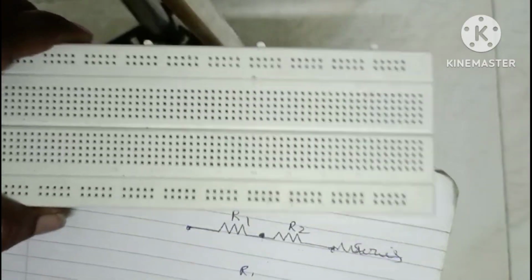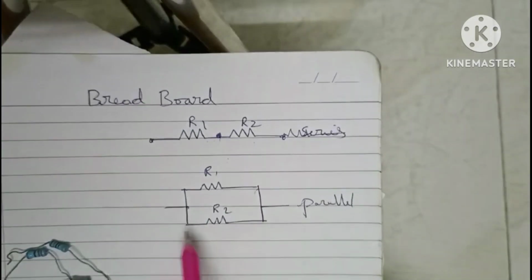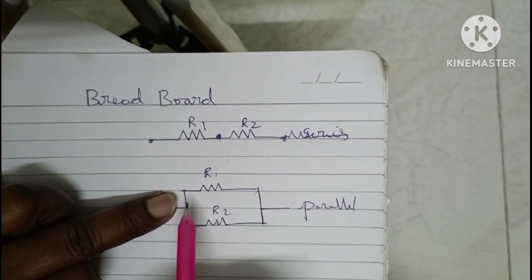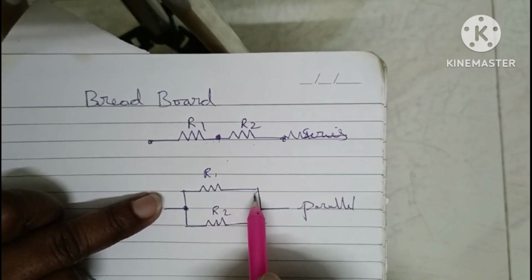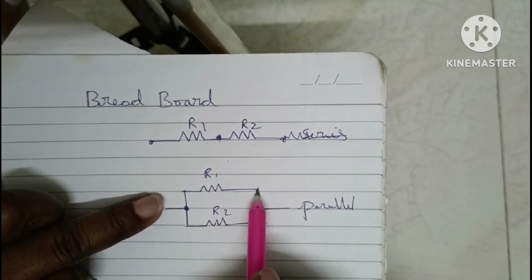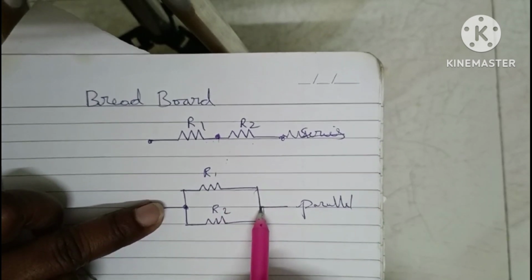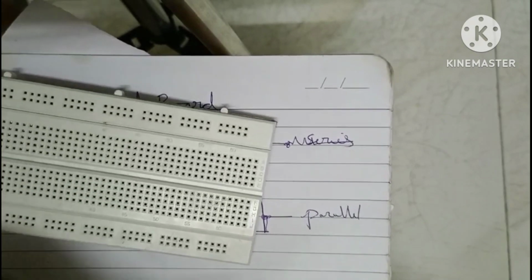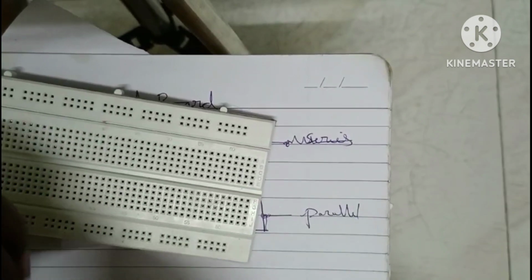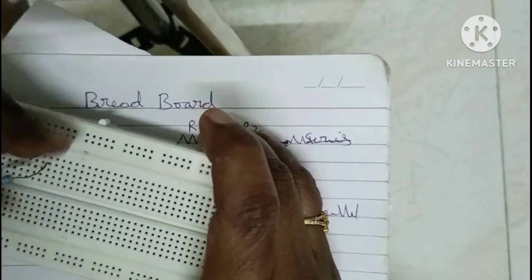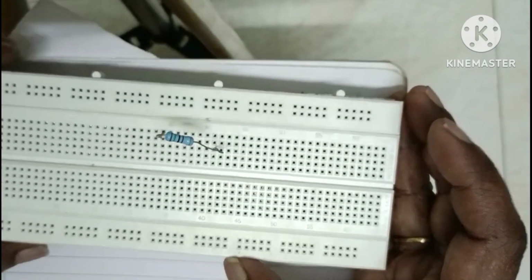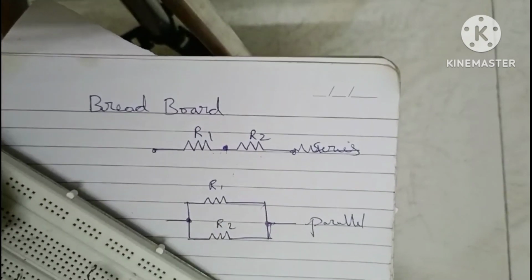Next I am going to explain the parallel connection. Here R1 first terminal and R2 first terminal are shorted. Again, the other terminals, R1 second terminal and R2 second terminal, are shorted. If you observe, I am connecting here. First, I am keeping the R1 resistor. This is the R1 resistor. Next, what is the connection here?